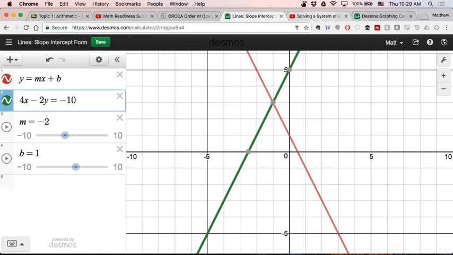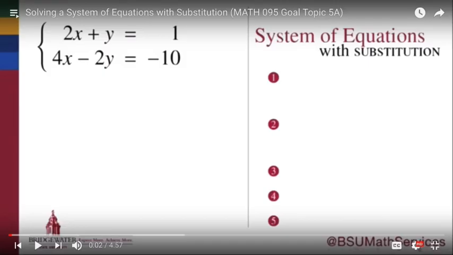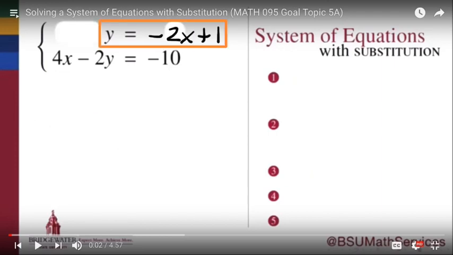So let's build out the algebra for how to determine the common intersection point between two lines. It's what we call solving a system of two linear equations. There are going to be a couple different methods that you will practice this semester to do so, but the method I want to talk about today is called the method of substitution.